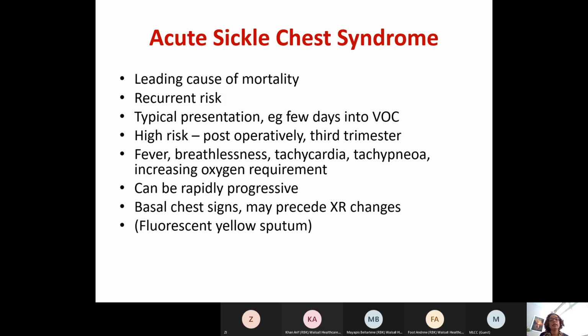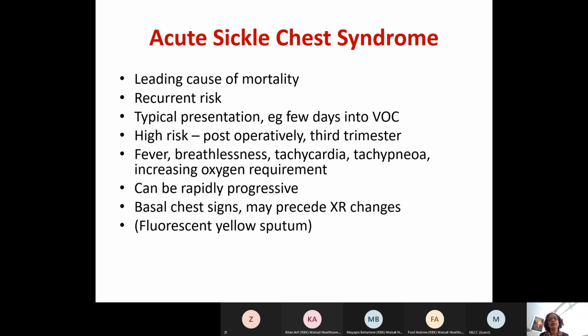So that is a leading cause of mortality and can be recurrent. Usually, the majority of adult patients present after they've been in hospital with a vaso-occlusive crisis, but very rarely people will present to ED with a chest crisis. So those at highest risk will be those who've had an operation. We are planning operations, so this should be reduced. Also, people who are in the 3rd trimester of pregnancy.